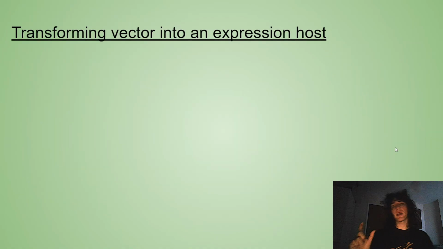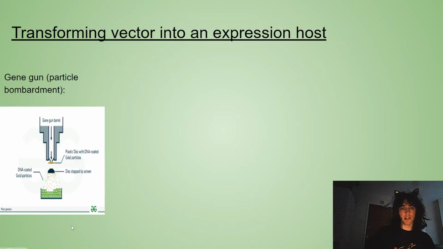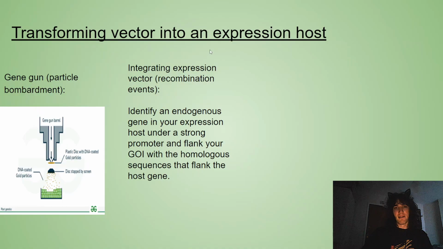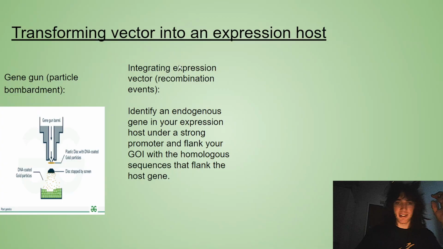Now, how do we get this plasmid into our expression host of choice? We can use a gene gun, which is particle bombardment, where you literally shoot the DNA into the cells. You can integrate it, where you identify an endogenous gene in your expression hosts, use strong promoters, and flank your gene of interest with a homologous sequence that flanks the host gene. This is basically how you get your gene into the host genome.